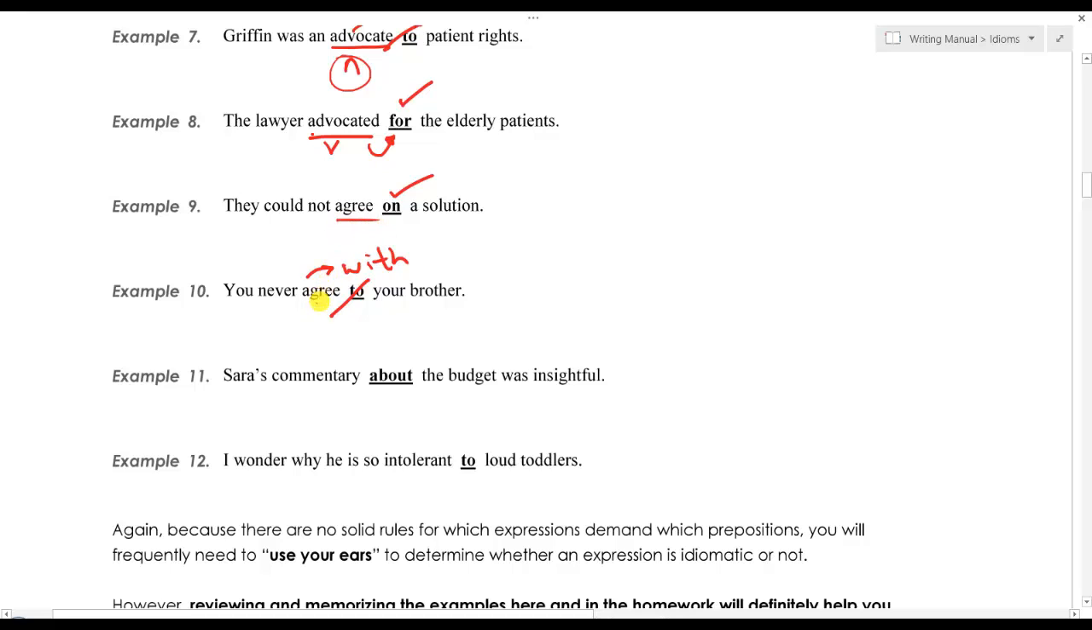So agree is one of those words, and there are many of these words where you can use multiple prepositions after them. For instance, you can sit in a chair or on a chair, and it just depends on the context and the meaning that you want to convey. So you can agree on something. You can also agree with someone.